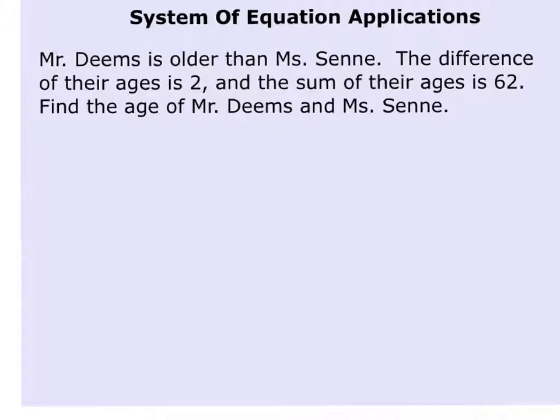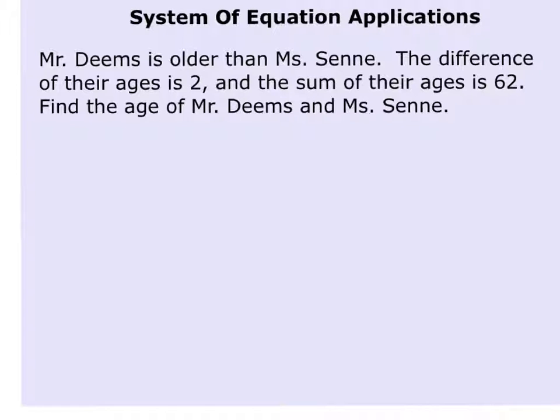Mr. Deems is older than Miss Senny. The difference of their ages is 2. The sum of their ages is 62. Find the age of Mr. Deems and Miss Senny. Now, on these, you have to set up a system of equations. You have to write 2 equations and solve them by graphing, substitution, or elimination.